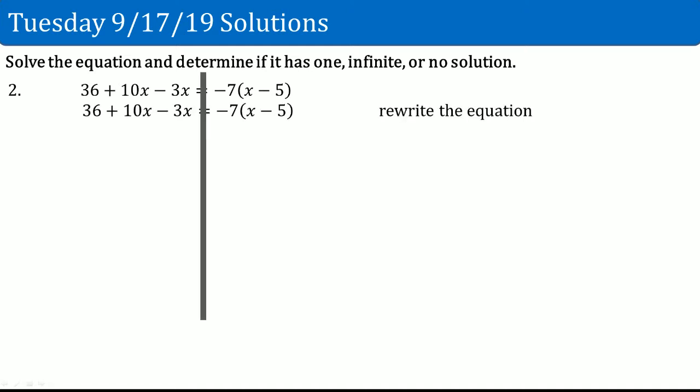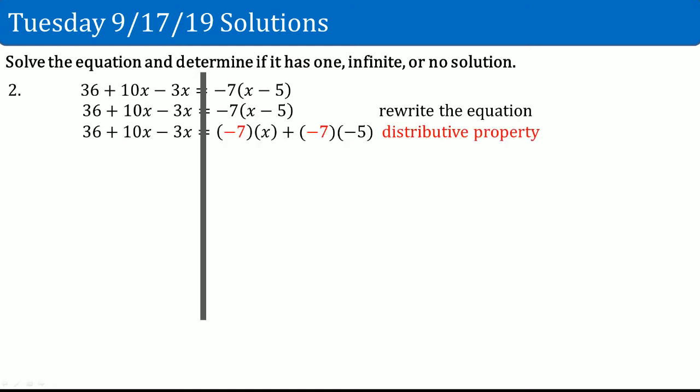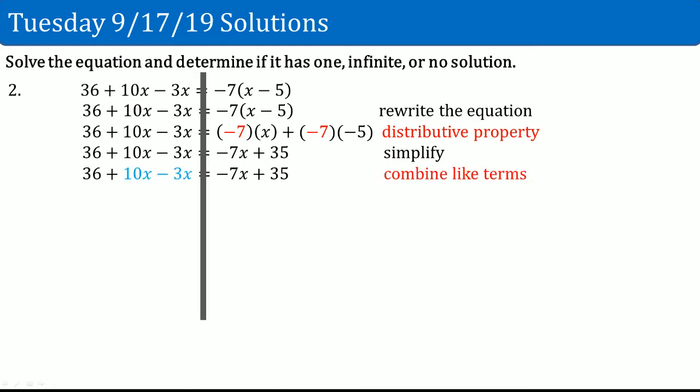Rewrite the equation and draw the line straight down. We see the parentheses, so therefore we have to get rid of that first. So negative 7 times x and negative 7 times negative 5. On my right hand side, it simplifies to negative 7x, and negative 7 times negative 5 is positive 35. I see some like terms on my left hand side, 10x minus 3x. Those are my like terms. It is in blue. That simplifies to just 7x.